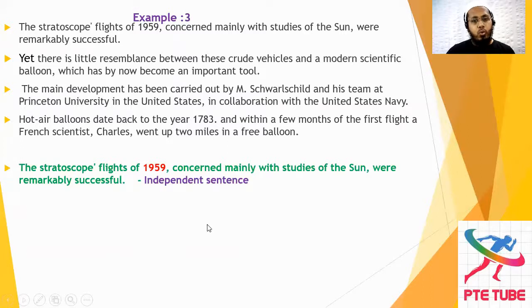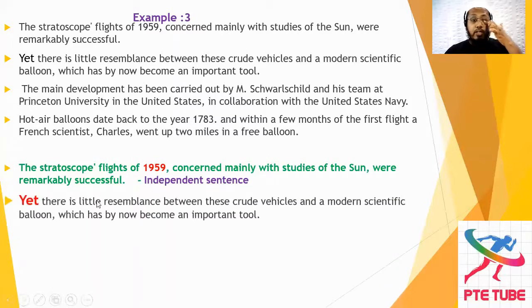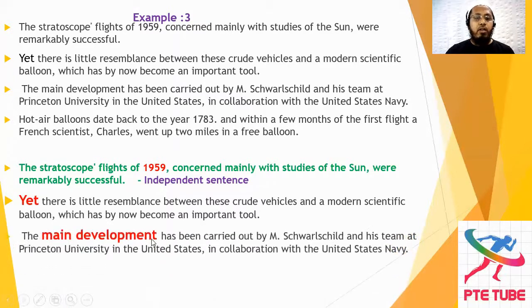Correct? So we'll not make a judgment now. Let's see the next sentences. Yet, just having a look at this particular word, I decided this is not a dependent one, but an independent one. The main development has been carried out by, what development is this actually speaking about? We are not aware of any of the developments. The main development has been carried out by, no, this cannot be. Few words at the start of the sentences will reveal to us whether a particular sentence is independent or dependent.